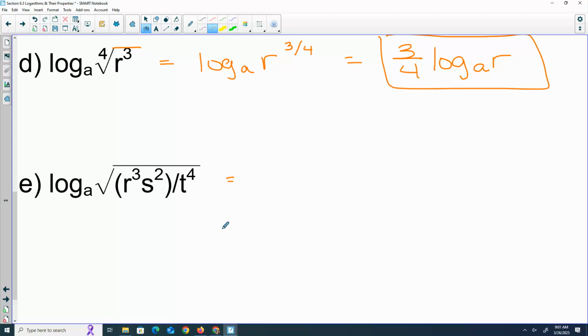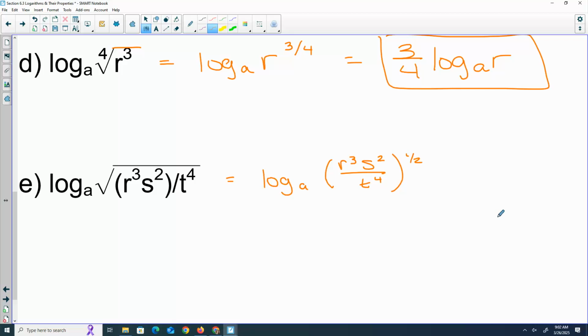Log base A of the square root of r cubed s squared divided by t. So first of all, let's figure out how we might rewrite this. A square root is what power? So all of this was under the square root, so all of this is to the 1/2 power. So if I'm trying to rewrite this, we have a couple options. We have to break it all apart. So why don't we simplify what we have first?